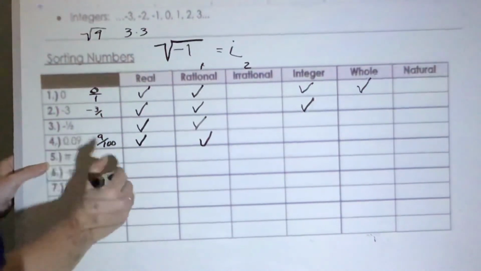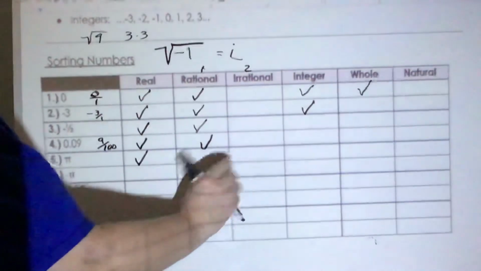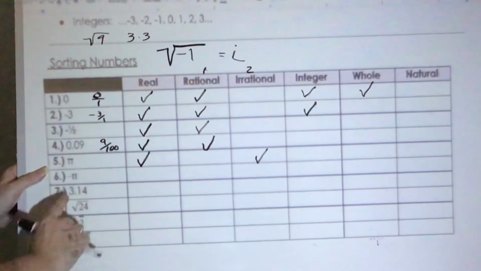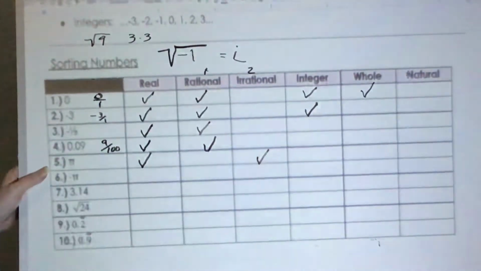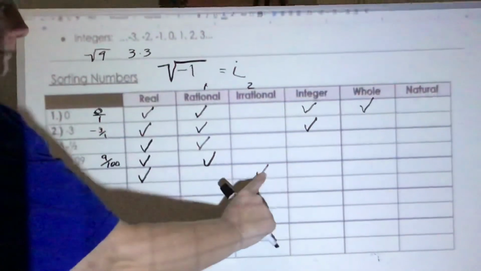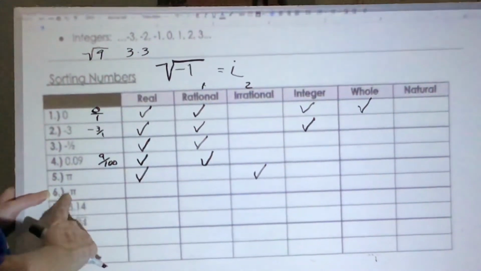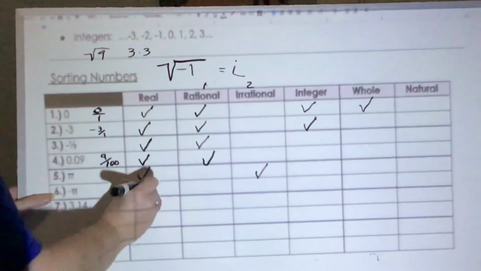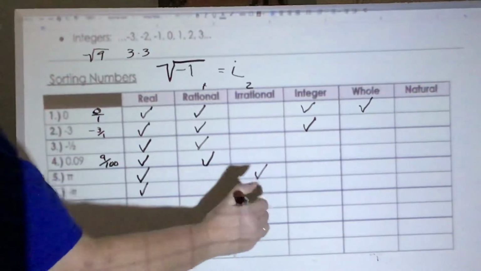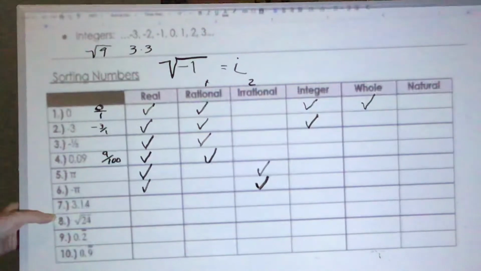Pi is a real number. And of these two, pi is irrational because you can't write it as a fraction. Pi is a decimal number that goes on forever and never repeats. And if it's irrational, it can't be any of those categories, so we can stop there. -pi is also a real number. And of these two, we'd have to choose irrational for -pi because, again, it's a decimal number that goes on forever and doesn't repeat.